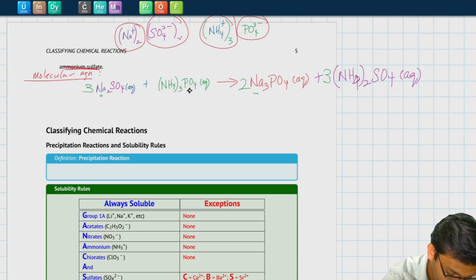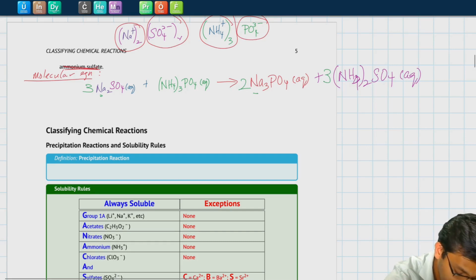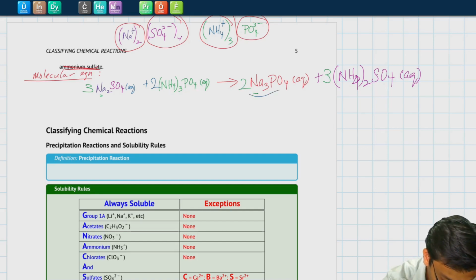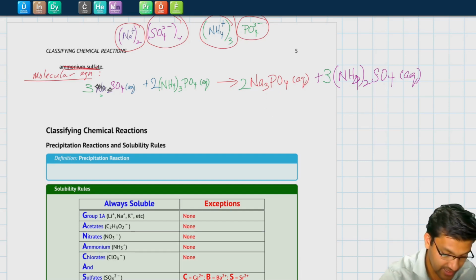We have 6 ammonium on the right-hand side, but only 3 on the left. So let's make this a 2, and that gives us 6 ammonium on the left, and 3 times 2, 6 ammoniums on the right, so that's balanced. Okay, now let's see what else we have. We have 2 times phosphate on the left, 2 times phosphate on the right, so that's balanced. So now everything should be balanced just by adding those numbers.